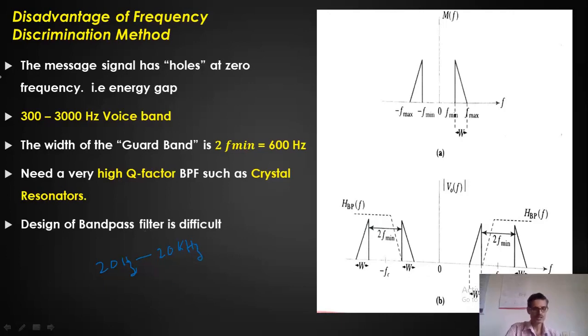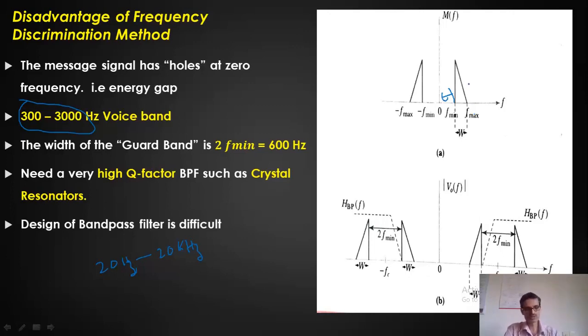Or if I take a voice band, the frequency range is 300 to 3000 Hz. So what we have here is a hole, or an energy gap. This is called the energy gap or hole at zero frequency. Okay, so this gap, say this is 20 hertz and this is 20 kilohertz. So this is the usual spectrum practically, I can say.